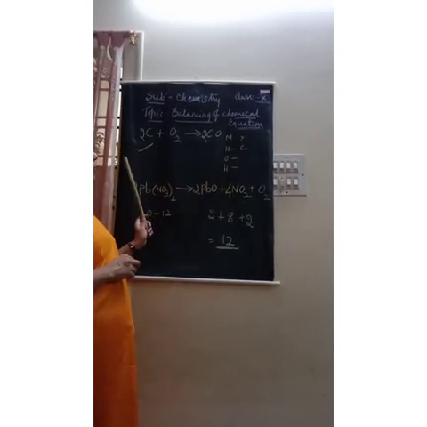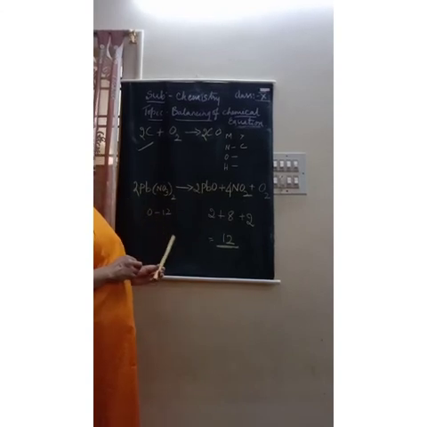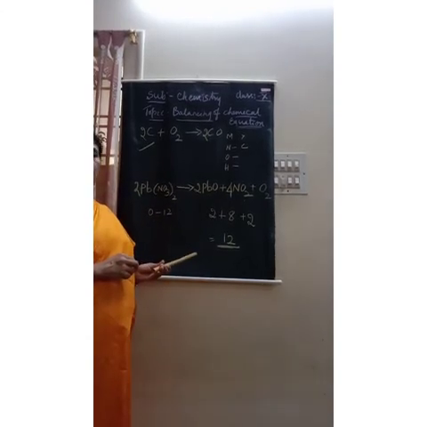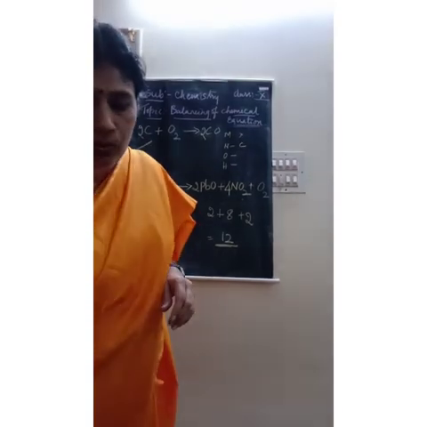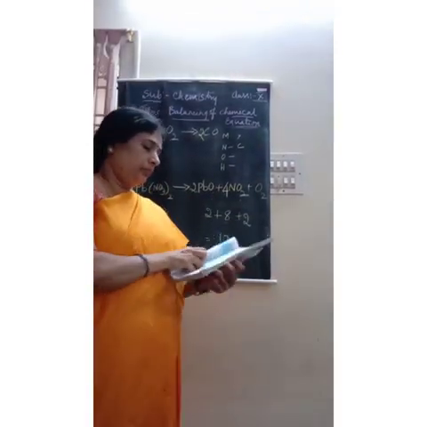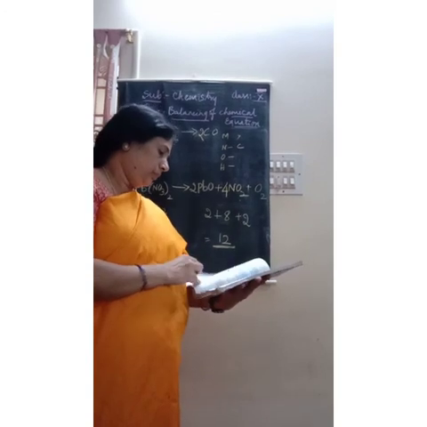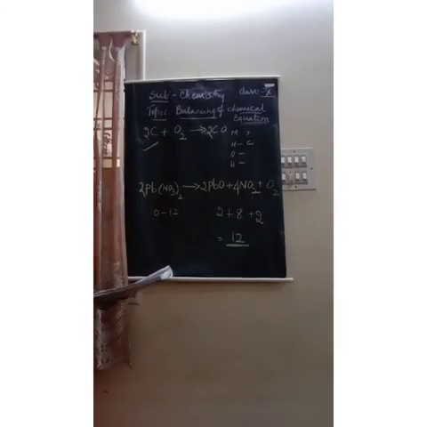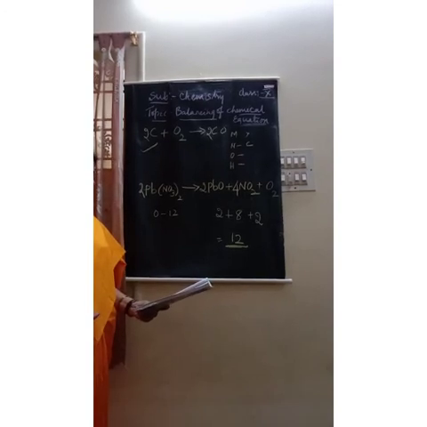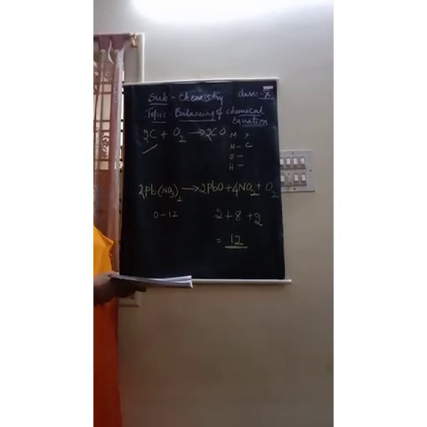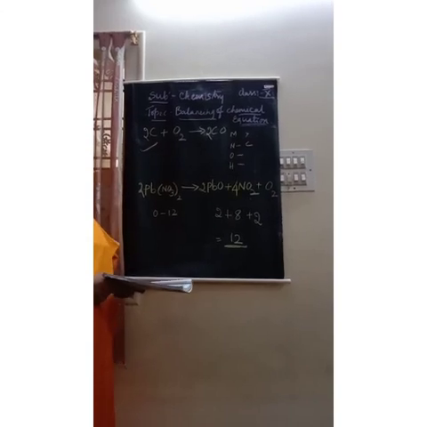Will you try another few questions at home, children? Okay, I'll assign the work for you. Please note down in your textbook few questions. Page number 15. Balance the following chemical equation. Question number 6. Will you balance, children? Okay, thank you.